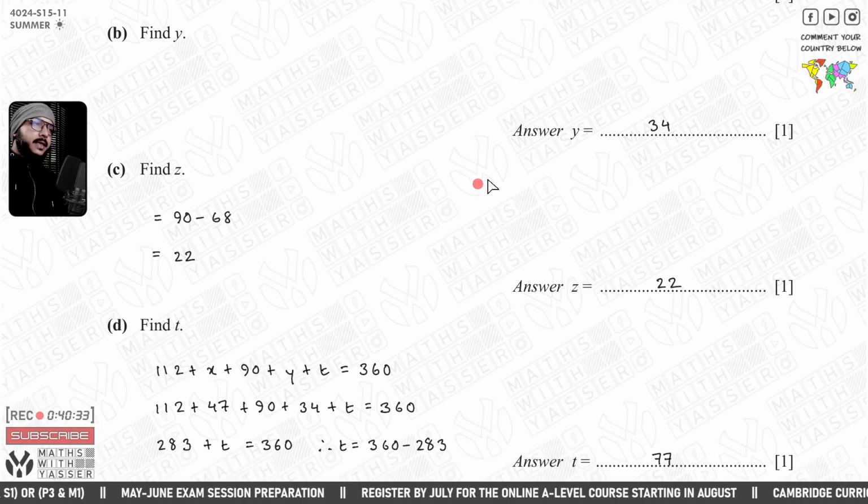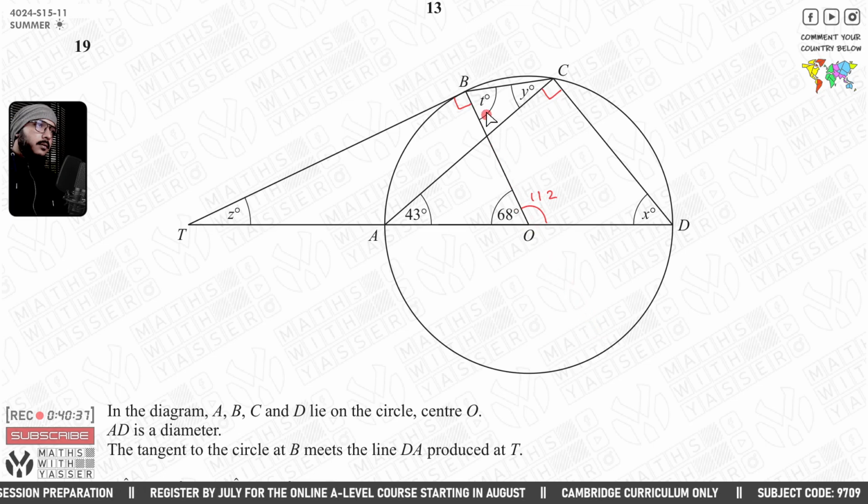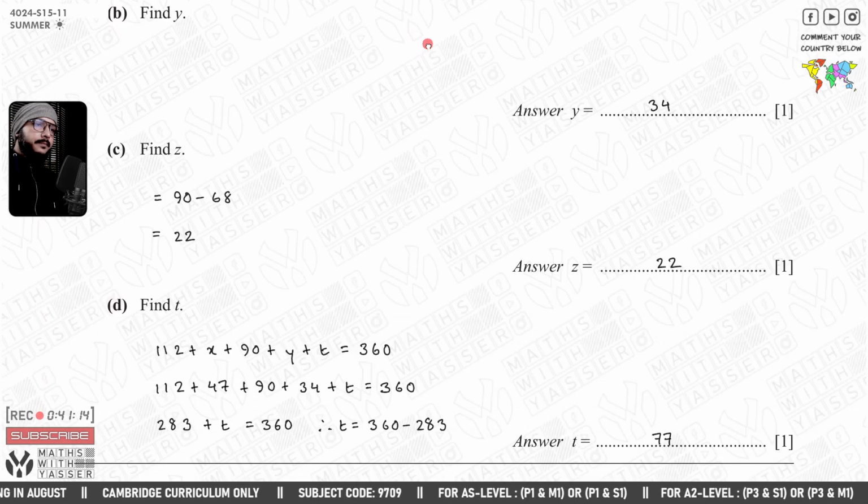Then we need to find the angle T. So this is the angle that we need to find. By now we have found a lot of other unknowns, which are X, Y. So we can take the help, and if we focus on the quadrilateral OBCD, we can say, since it's a quadrilateral, the total angle inside this quadrilateral must be 360. So 112 plus X plus 90 plus Y plus T must equal 360. And we know the values of X and Y by now. We can use those values, and the only unknown left now in the equation is T. Upon solving, we can easily get the value of T, which is 77.